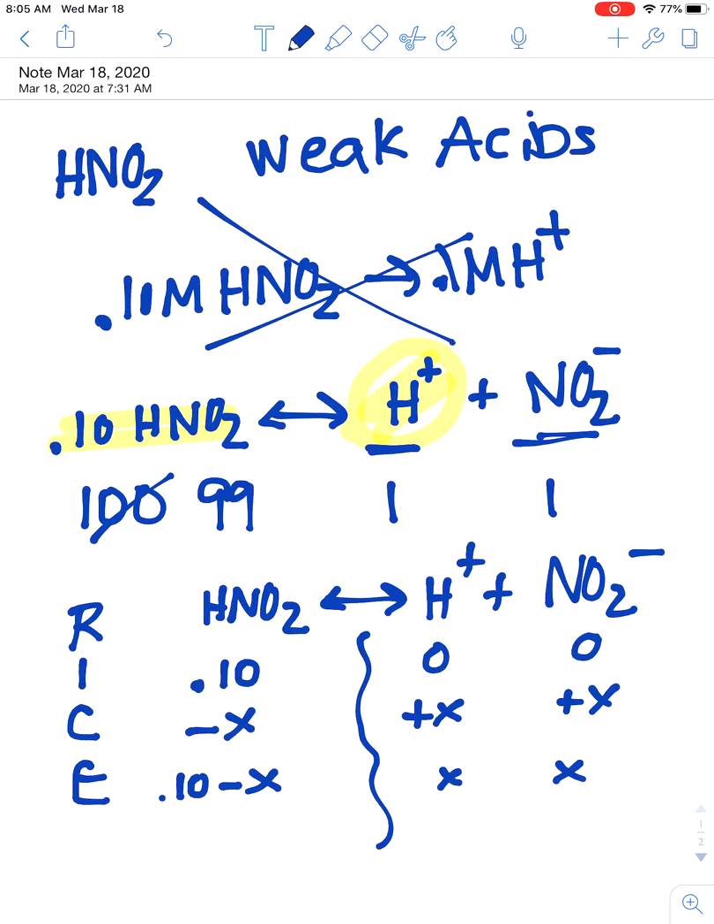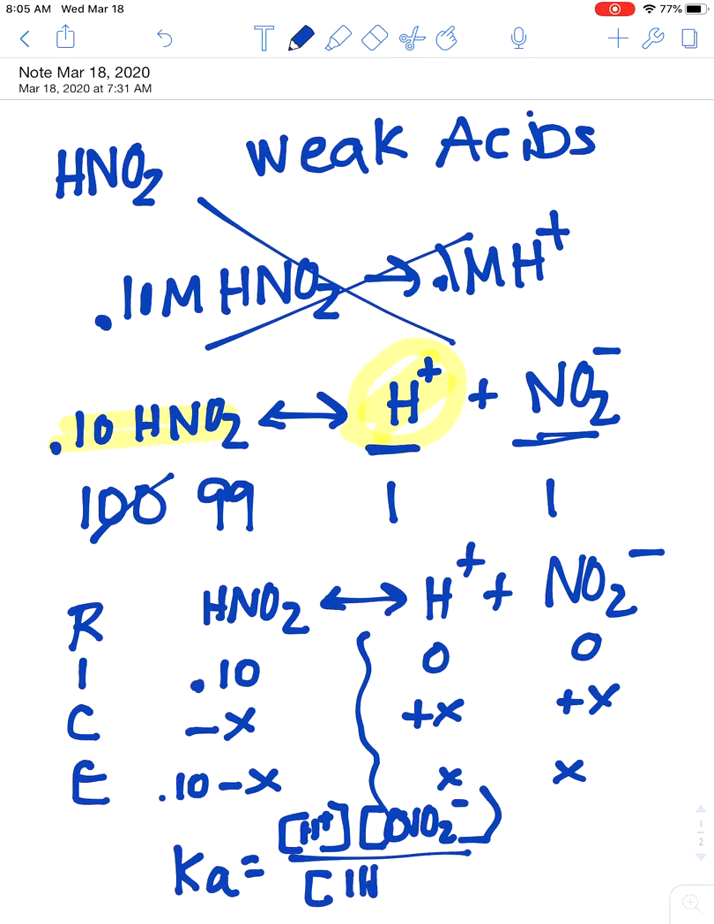So we would write the Ka as, again, the concentration. And again, make sure you write all of this stuff out for the exam. And then we would plug our numbers in: x squared over 0.10 minus x.